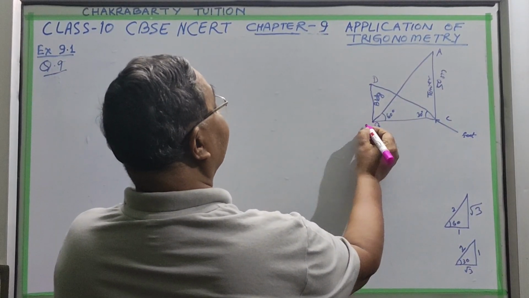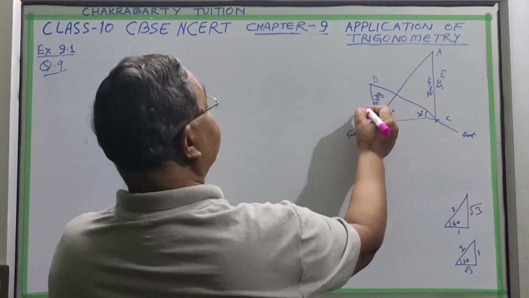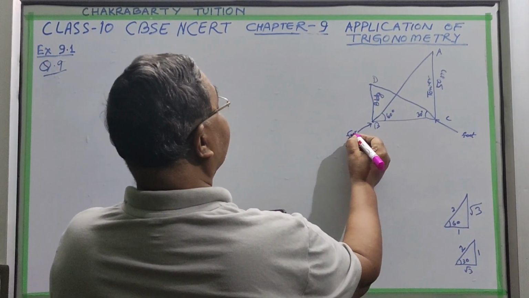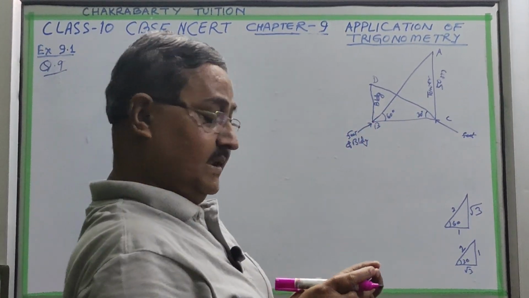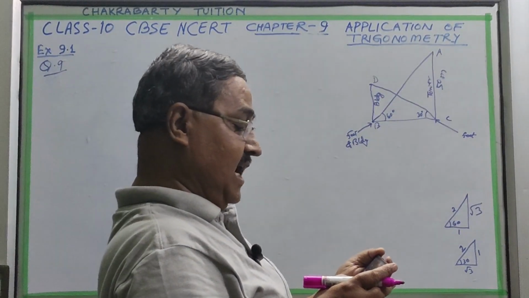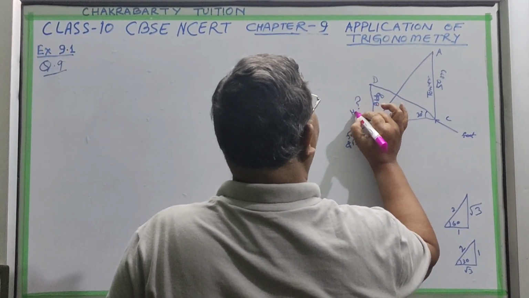This is the foot of the building. It is the building, foot of the building, is 60 degrees. If the tower is 50 meters high, find the height of the building. So you have to find this height of the building.